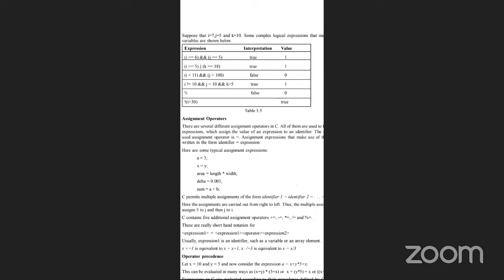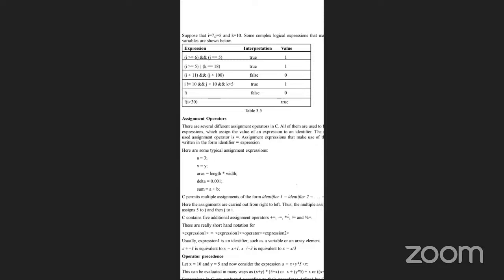Logical OR, i greater than 30. No. Why? Logical NOT here. i greater than 30: 7 greater than 30 is false, so NOT makes it true.